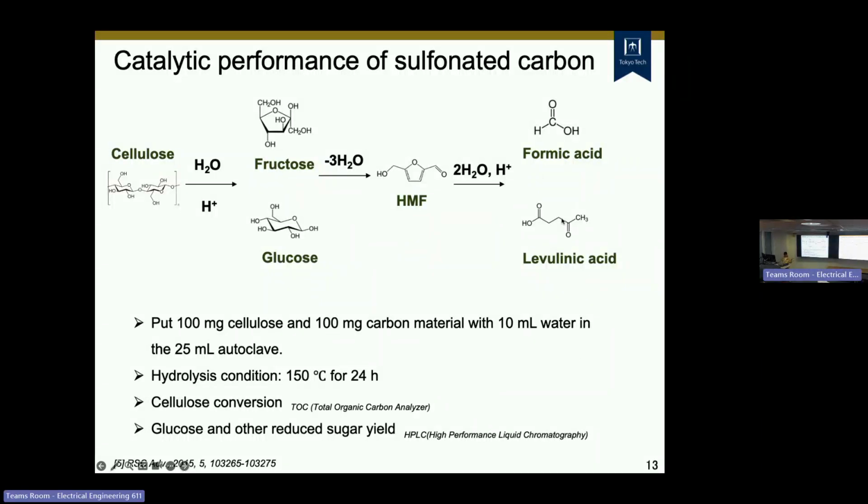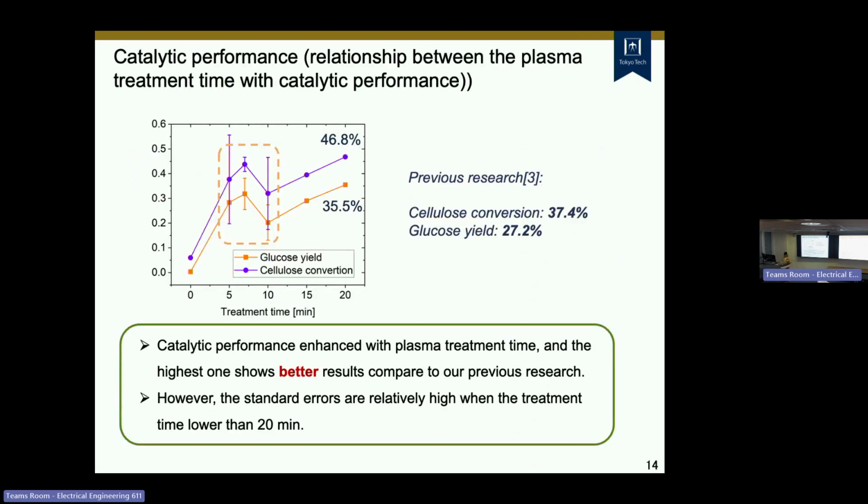In this experiment, we put the cellulose and my treated carbon in water and heat it to 150 centigrade for 24 hours, and use a TOC analyzer and HPLC to measure the cellulose conversion and glucose and other reduced sugar yield. Here, firstly, is how the glucose yield and cellulose conversion change with plasma treatment time. We can see the catalytic performance of the treated carbon is enhanced with the plasma treatment time.